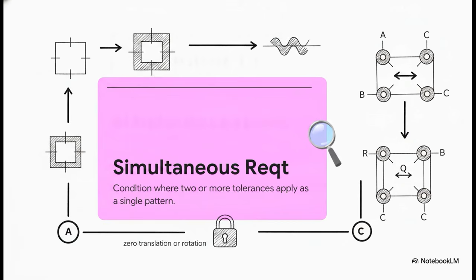Basically, this is a condition where two or more geometric tolerances apply together as a single pattern. If you have multiple position or profile tolerances and they're located by basic dimensions relative to the exact same datum features, referenced in the exact same order of precedence, and at the same material boundaries, well, they act as a single locked requirement. There's absolutely zero translation or rotation allowed between their datum reference frames. They're inspected together simultaneously as a single unit.